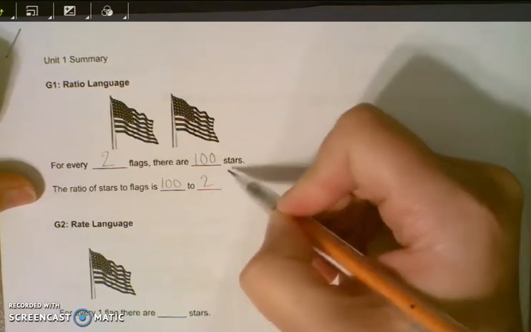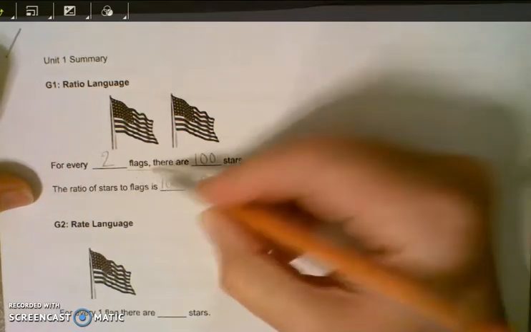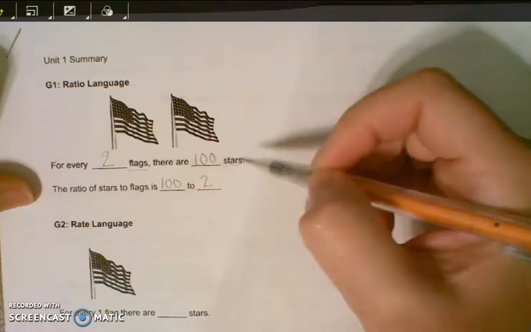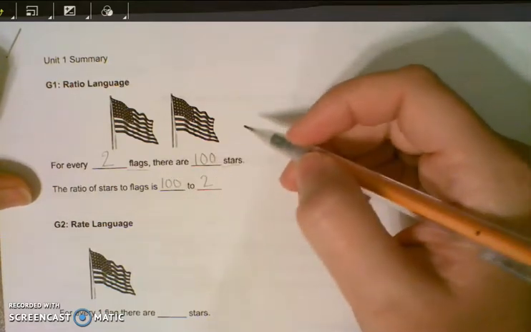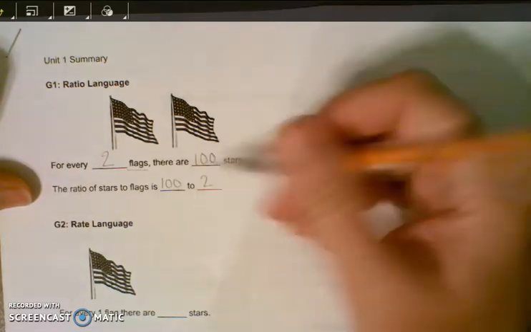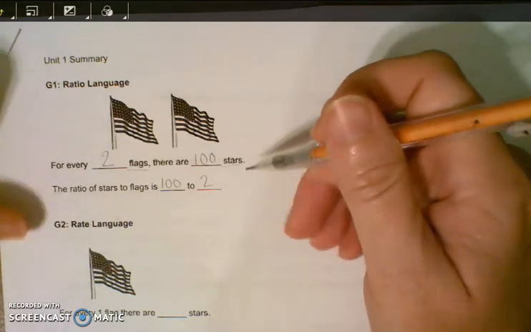And I want to point out that I did stars first and then flags. So it was 100 stars to 2 flags, and the order matters. If you said the order of stars to flags was 2 to 100, that would be wrong.